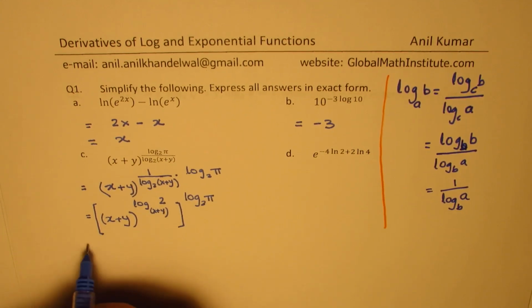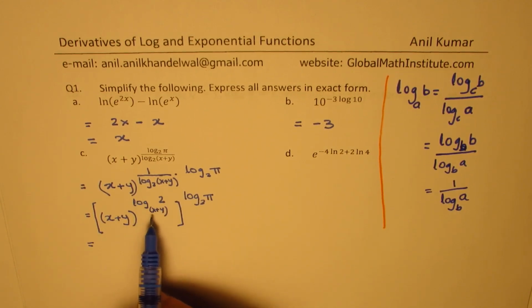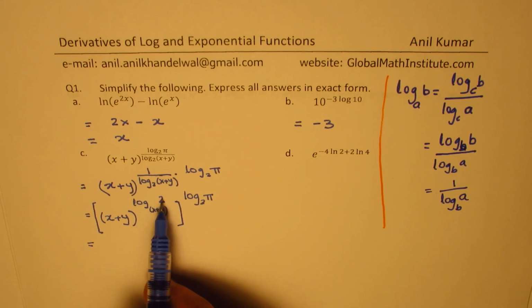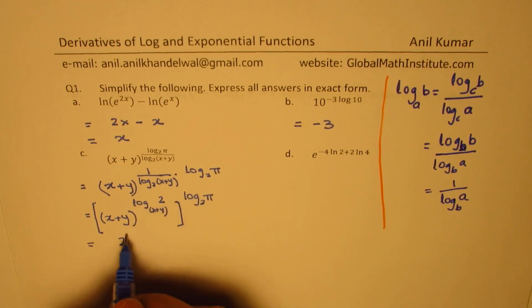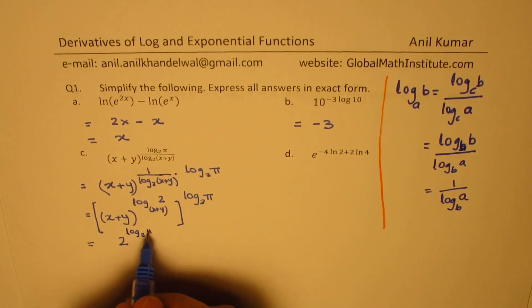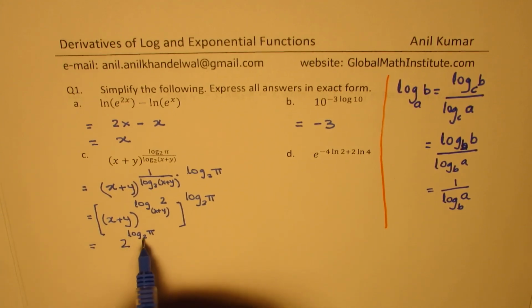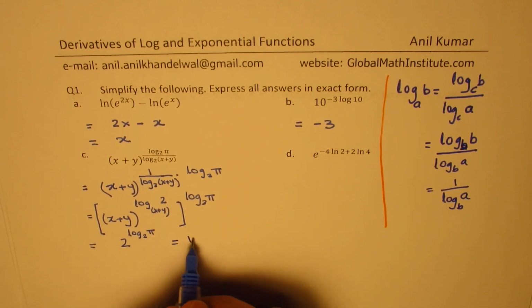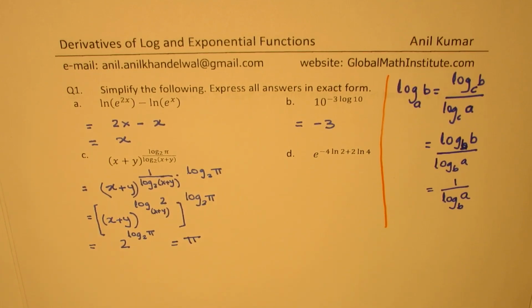Now, we could write x plus y to the power of log to the base x plus y of 2 as just 2. So we get this as 2, and the exponent is log to the base 2 of pi. Does it make sense to you? Now, since the base is the same, we are left with just pi here. So this is equal to pi. So this expression is equal to pi. Does it make sense to you? All right. So this is an excellent question, and I hope that really helps.